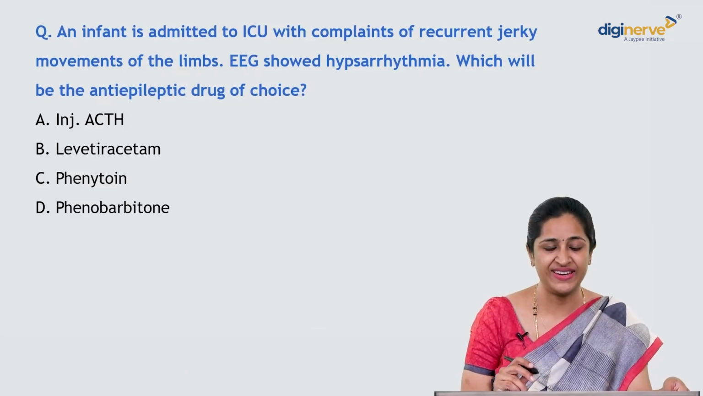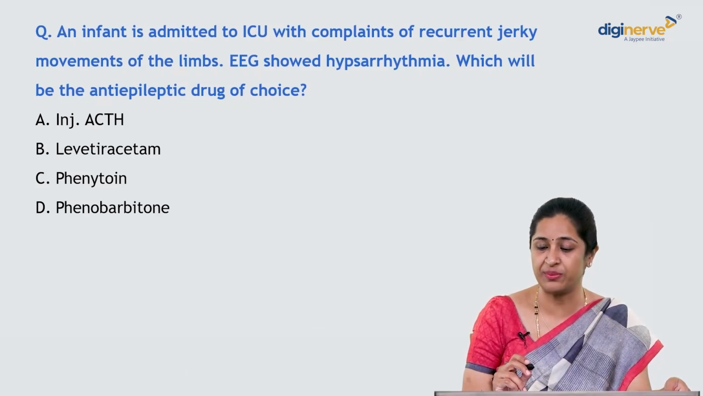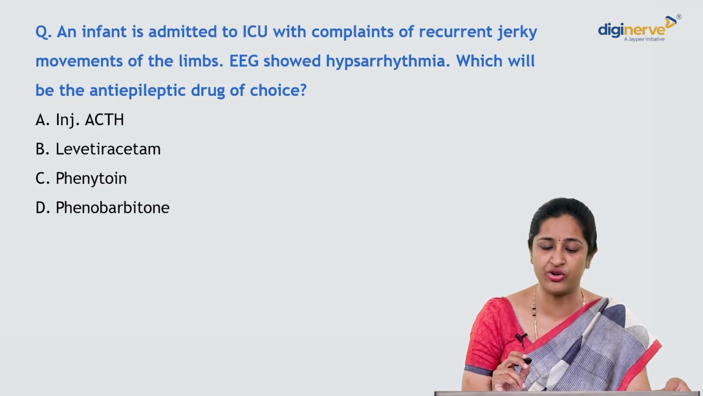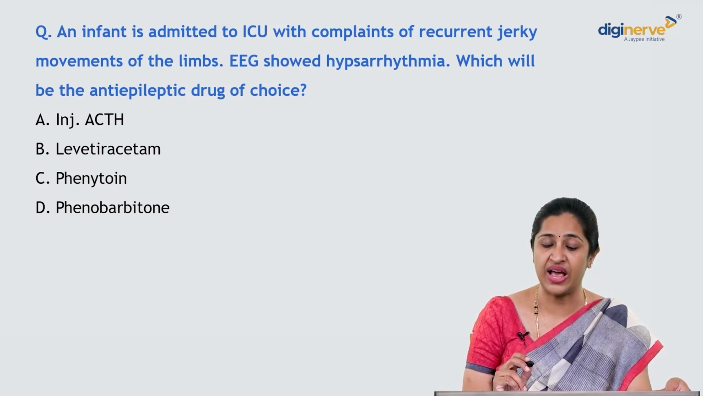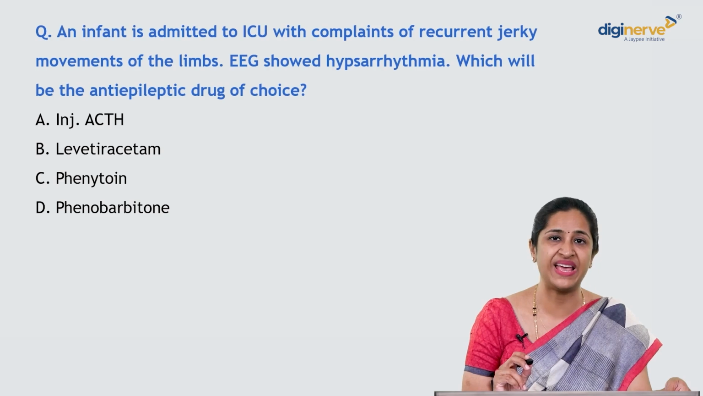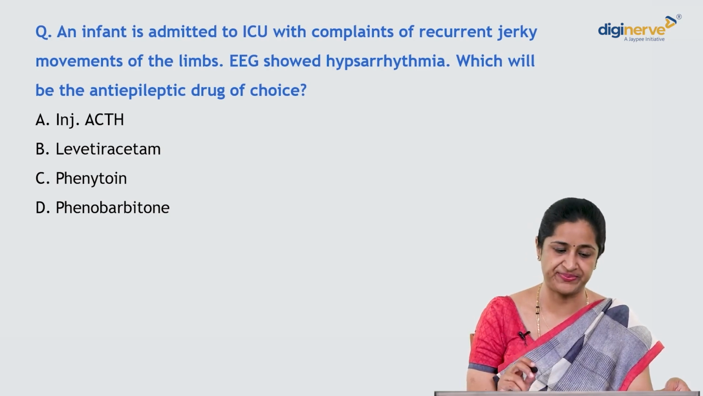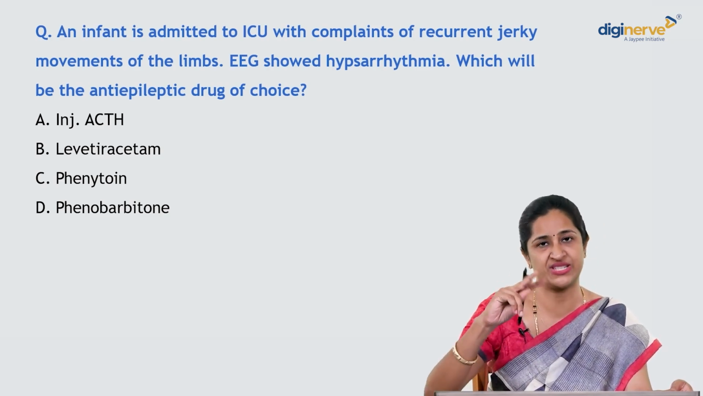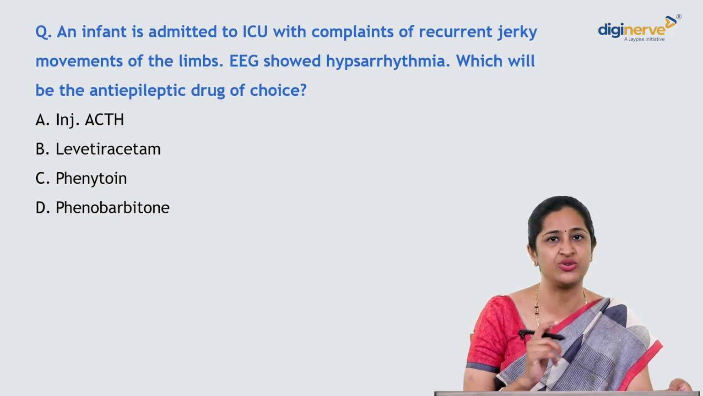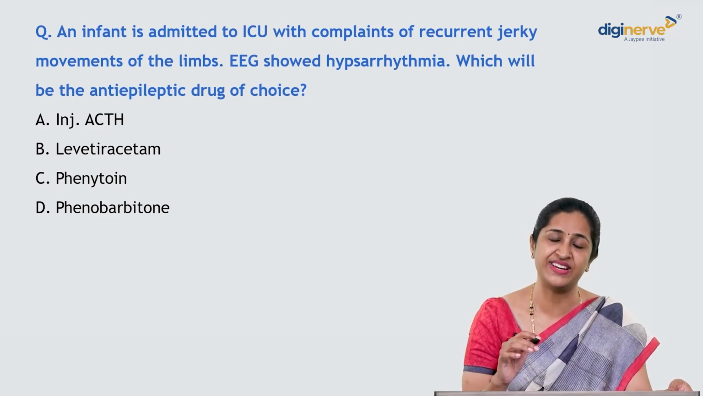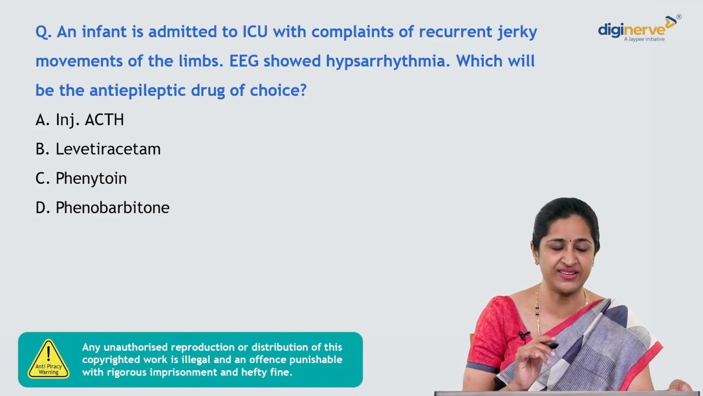First question. An infant is admitted to the ICU with complaints of recurrent jerky movements of all limbs. EEG showed hypsarrhythmia. Which will be the anti-epileptic drug of choice? Now this is a question which has two parts. First, you must diagnose the condition, and after that identify what will be the drug of choice in that condition.